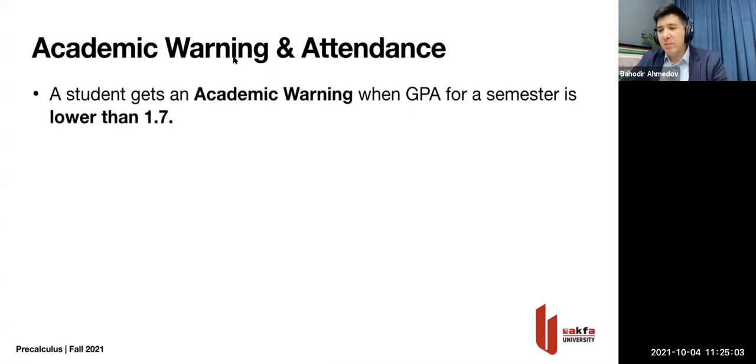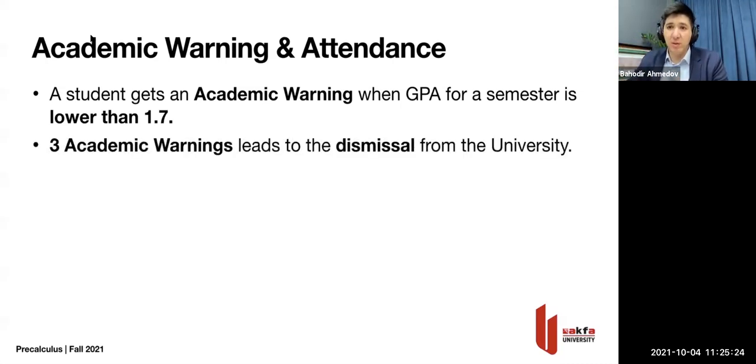So we also have something which is called the academic warning. Depending on your GPA, which is your average grade for every semester, if your GPA is lower than 1.7 in a semester, you're going to be warned officially by letter. And if you get this kind of warning 3 times, you are going to be dismissed from the university. It means that in any 3 semesters during your studies, if you got a GPA lower than 1.7, you're in trouble. Okay.